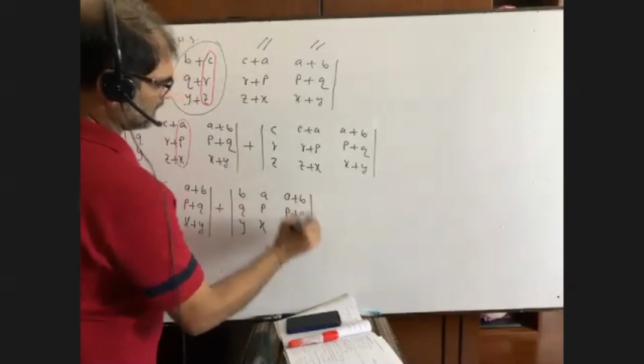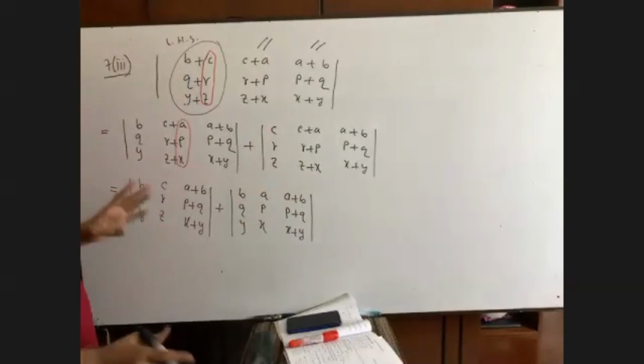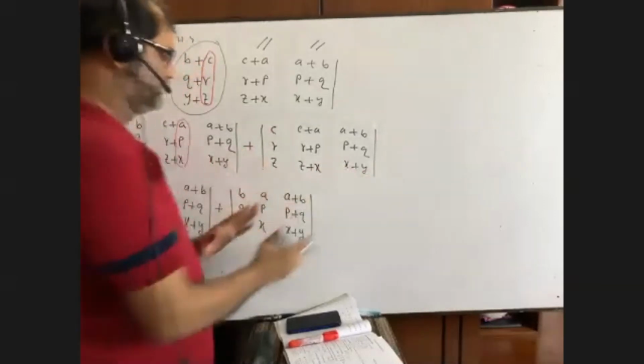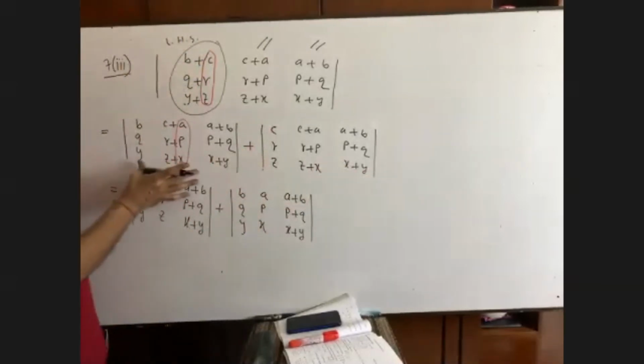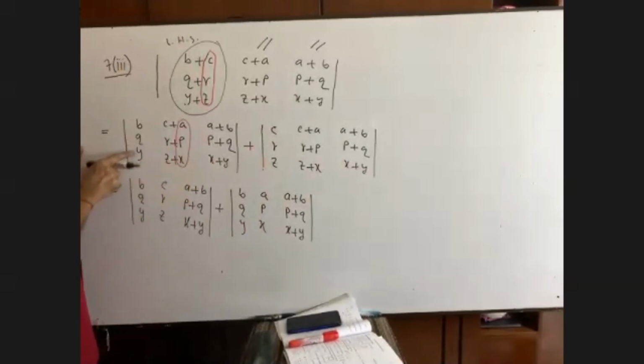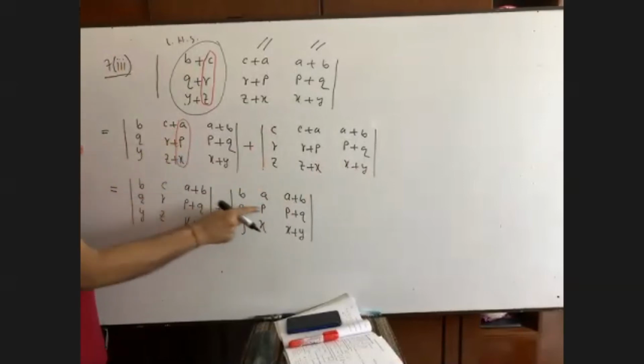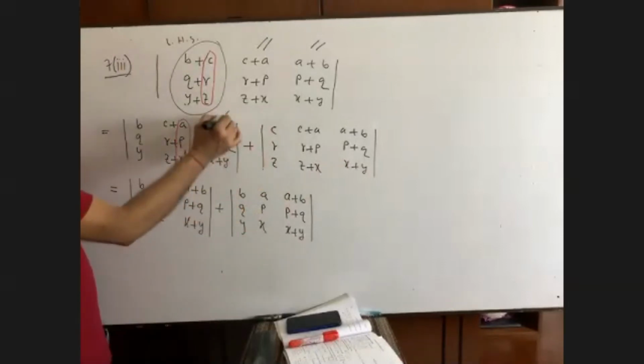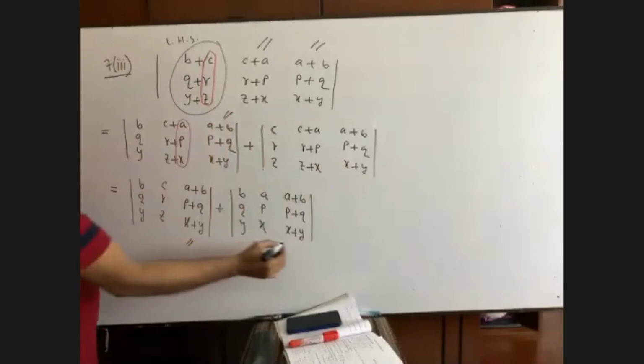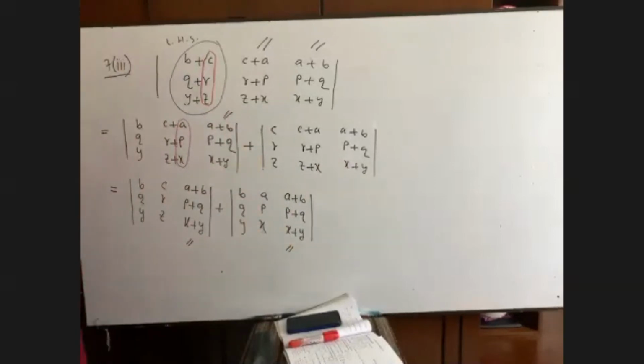Actually, what I have done, please try to understand. I have not done any functioning on this part yet. I have done this part only. It is BQY. You see C plus A, R plus P, Z plus X. Okay? And this part will be kept as it is. Talk to me.